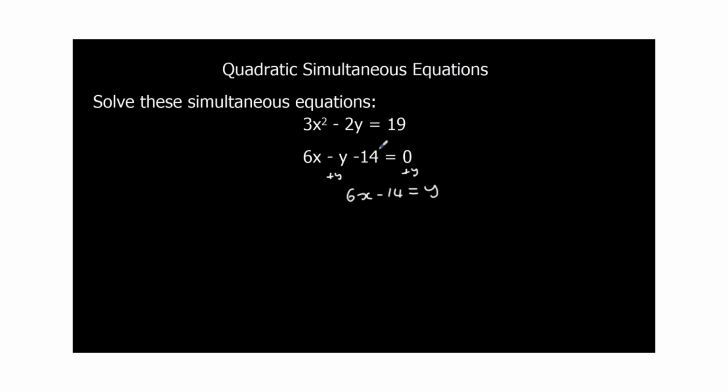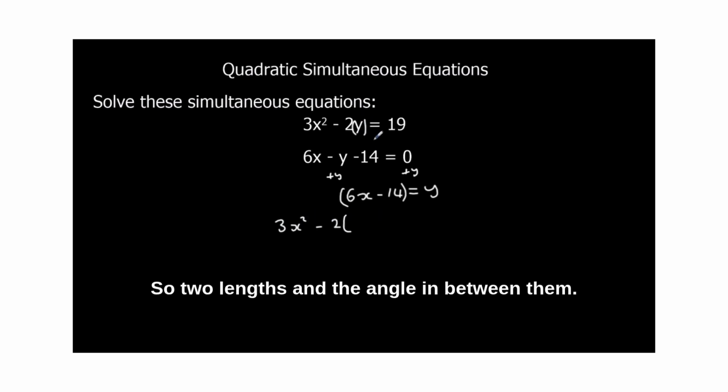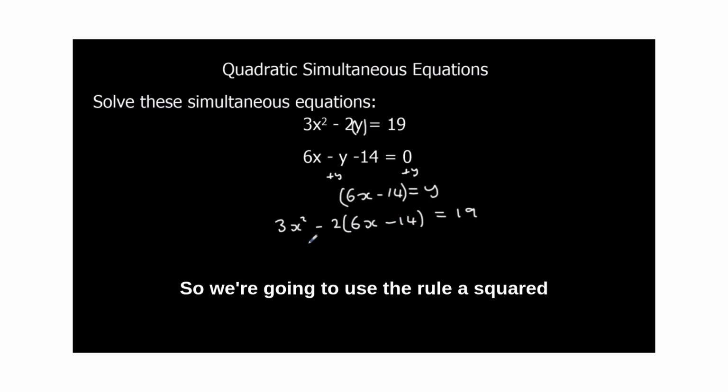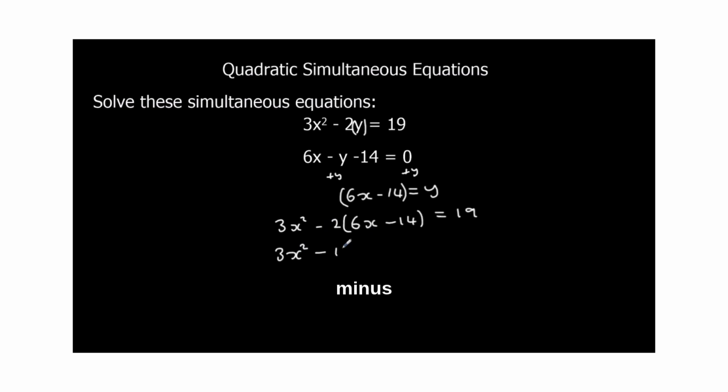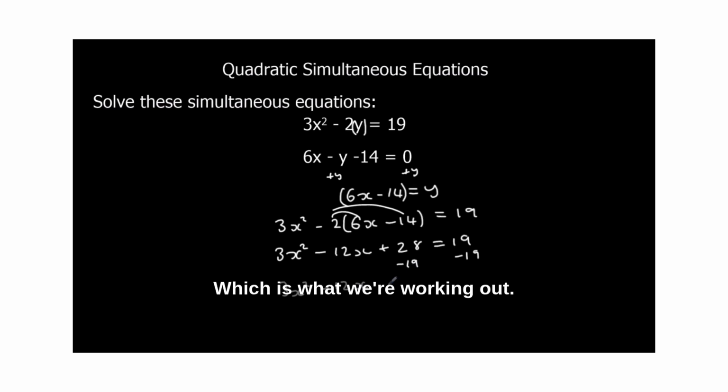So in the quadratic one, I can substitute 6x minus 14 wherever I've got the y. So that's going to give me 3x squared minus 2. This is the y, so 6x minus 14 equals 19. Now I'm going to expand the bracket. So minus 12x plus 28 equals 19. Take the 19 off both sides, so I need it to equal 0 to solve it. 3x squared minus 12x plus 9 equals 0.